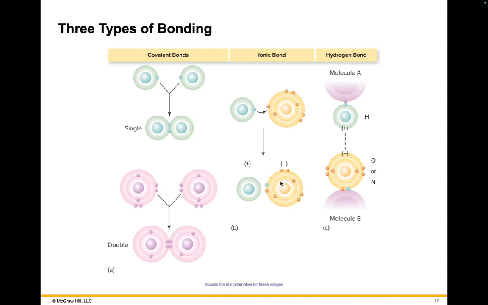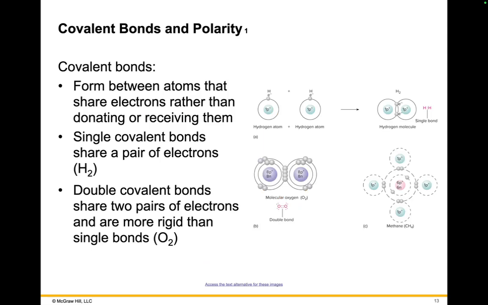Now, hydrogen bonds are attractions between partially charged atoms and other partially charged atoms. And what we find is positive charges are attracted to negative charges. So if you have one molecule over here that has a slight positive charge, it will be attracted to the negative ends of other charged molecules. And so we'll look at these a little bit closer now.